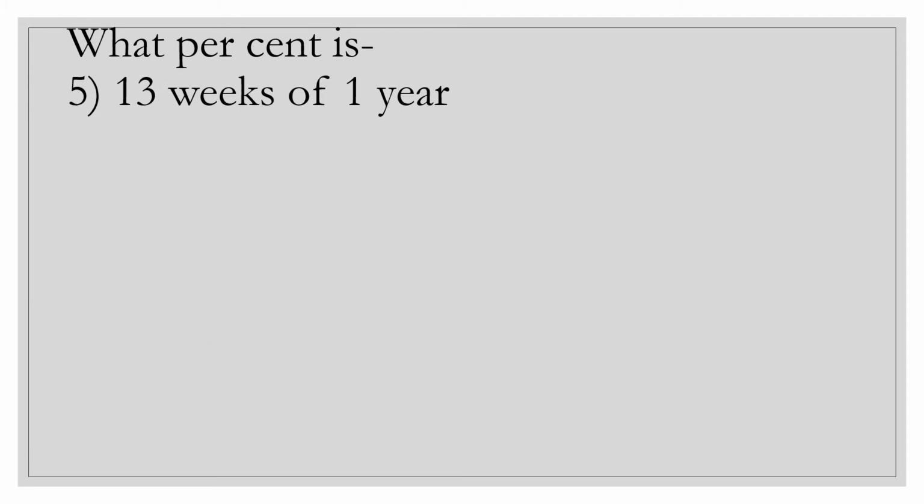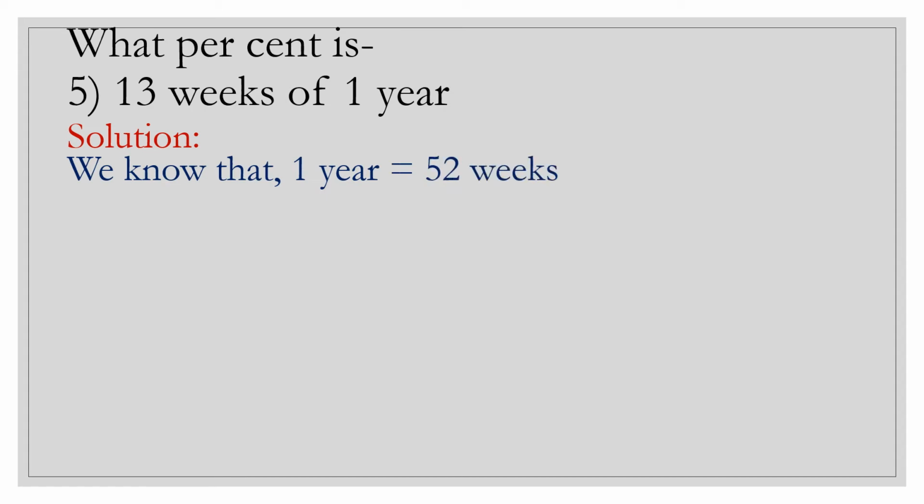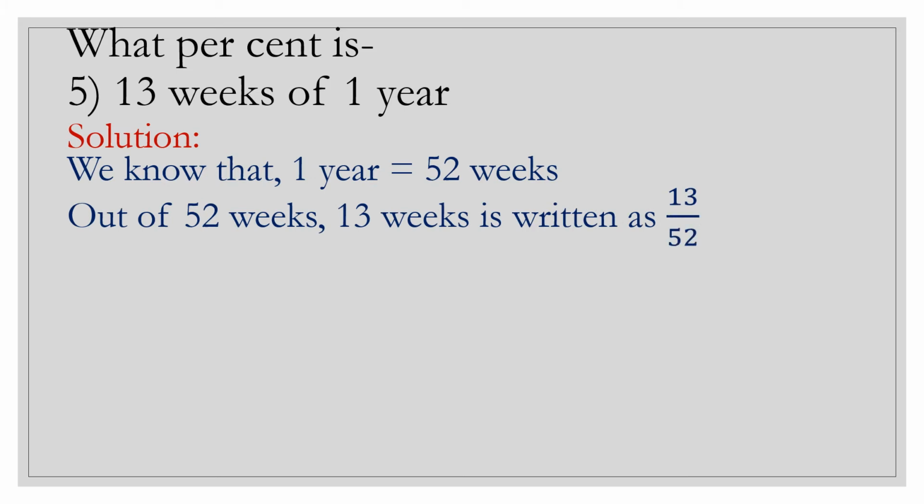Next is question number 5. What percent is 13 week of 1 year? Again, the units are different. So let's convert them into same units. We know that 1 year is equal to 52 weeks. So out of 52 weeks, 13 weeks is written as 13 upon 52.